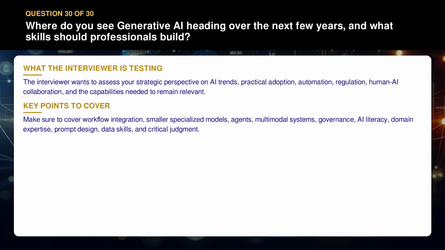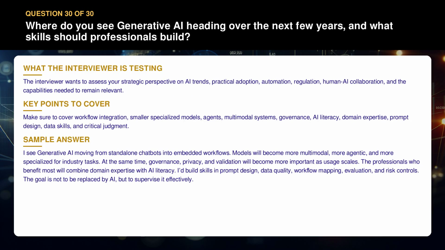I see generative AI moving from standalone chatbots into embedded workflows. Models will become more multimodal, more agentic, and more specialized for industry tasks. At the same time, governance, privacy, and validation will become more important as usage scales. The professionals who benefit most will combine domain expertise with AI literacy. I'd build skills in prompt design, data quality, workflow mapping, evaluation, and risk controls. The goal is not to be replaced by AI, but to supervise it effectively.